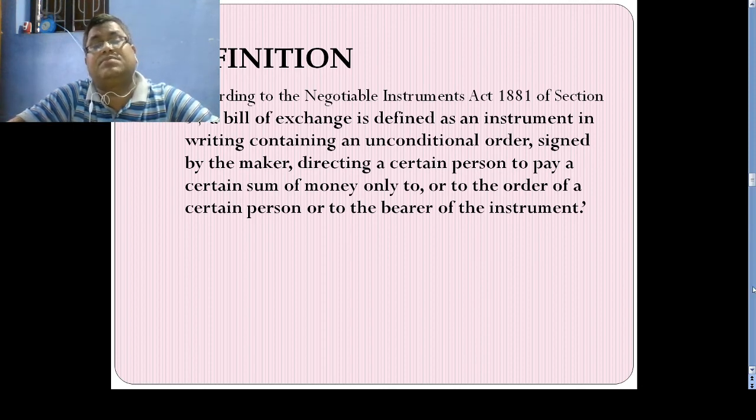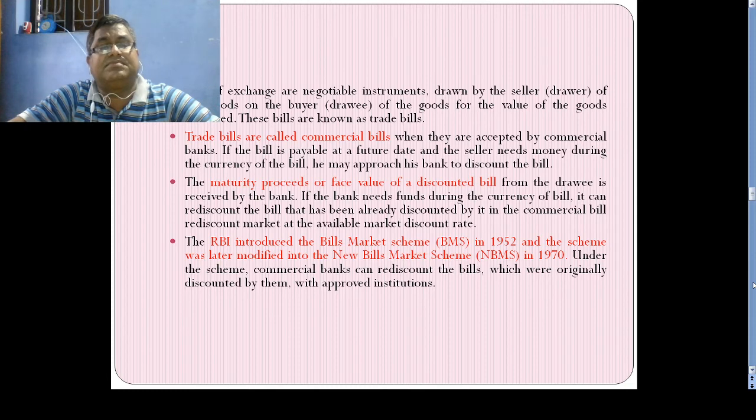But there are different types of bills. Such types may be covered under the particular type of bills of exchange. A bill of exchange or promissory note is a negotiable instrument drawn by the seller, called the drawer, on the buyer, called the drawee, for the goods or the value of the goods to be delivered. These are also called trade bills, business bills or commercial bills, and they are accepted by some of the commercial banks. So two parties are there, drawer and drawee.